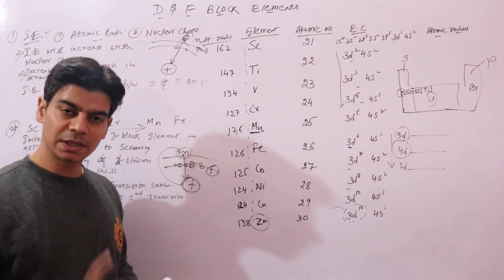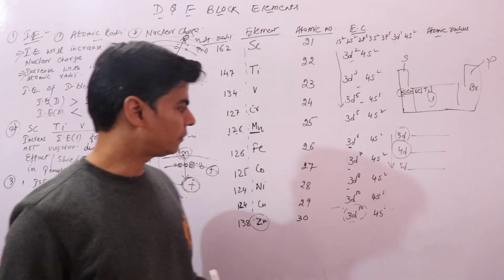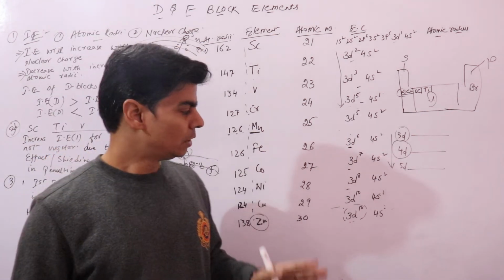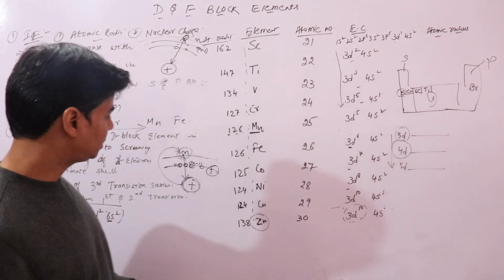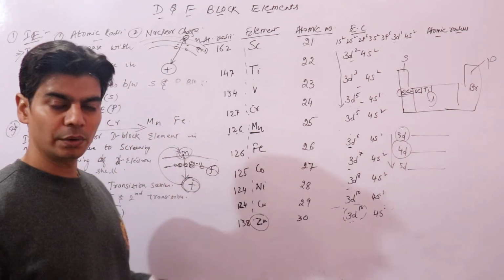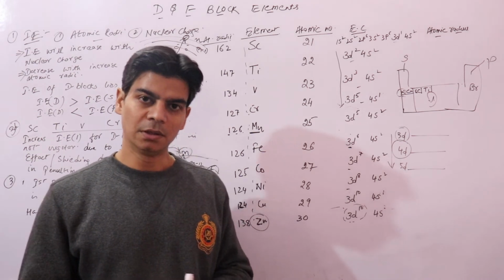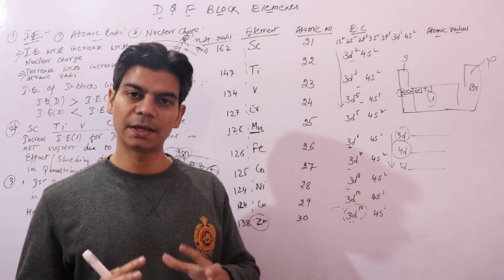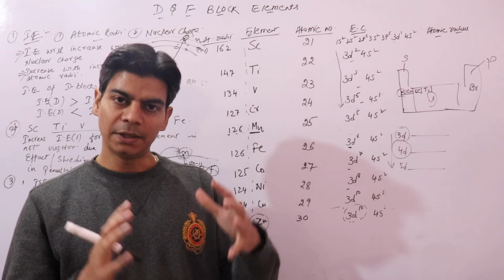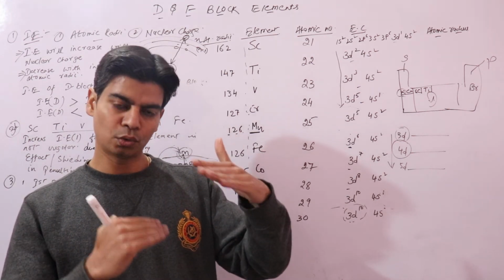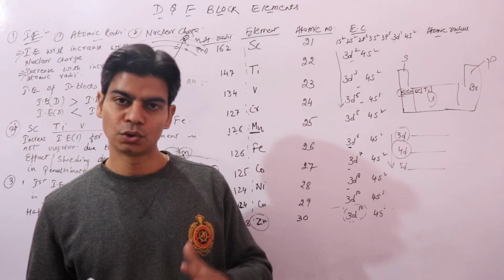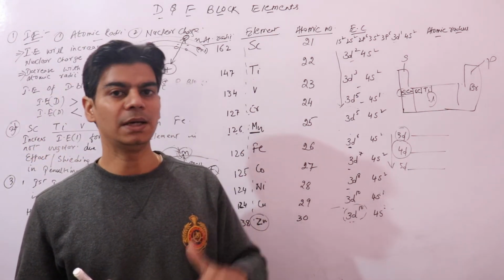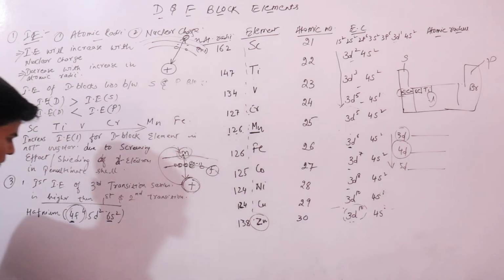because in the first and second transition series you do not have f electrons, right? When you do not have f electrons, the shielding is due to d electrons, and shielding due to d electrons we know is good. When shielding due to d electrons is good, it will cause lesser force of attraction between the nucleus and the outermost electron. So your ionization enthalpy would be less, right? I hope this is clear.